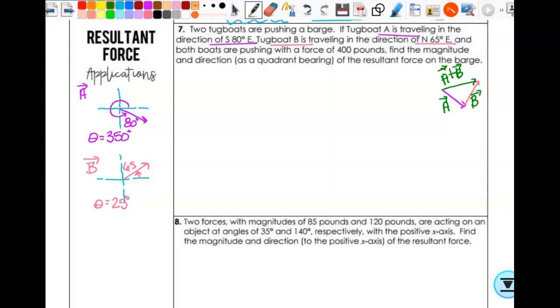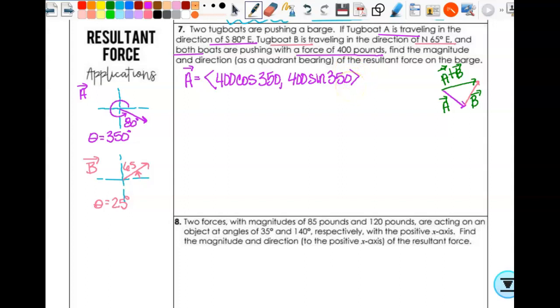All right, so let's set up vector A. So vector A, oh, I didn't continue reading the problem. It says both boats are pushing with a force of 400 pounds. And we're going to find the magnitude and direction as a quadrant bearing of the resultant force. So we've got 400 pounds times the cosine of 350, and then 400 times the sine of 350.